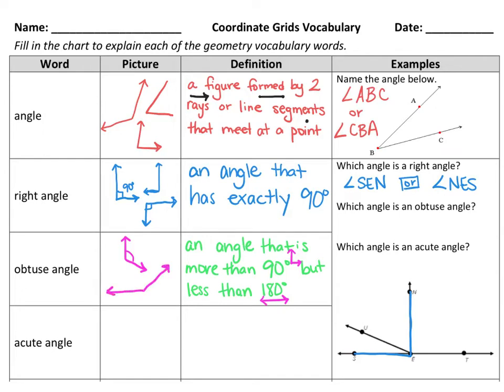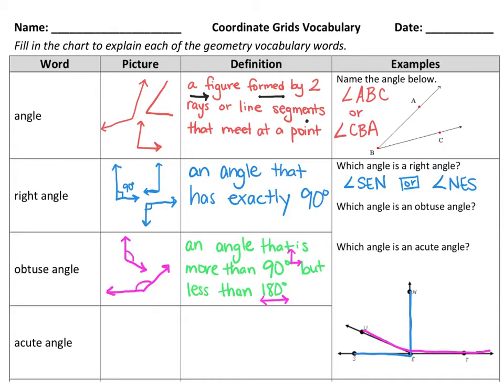It's less than a straight line, but more than a right angle. Okay. Now let's go over to the example. Which angle is an obtuse angle? So look here. Which one is an obtuse angle? This one is an obtuse angle.